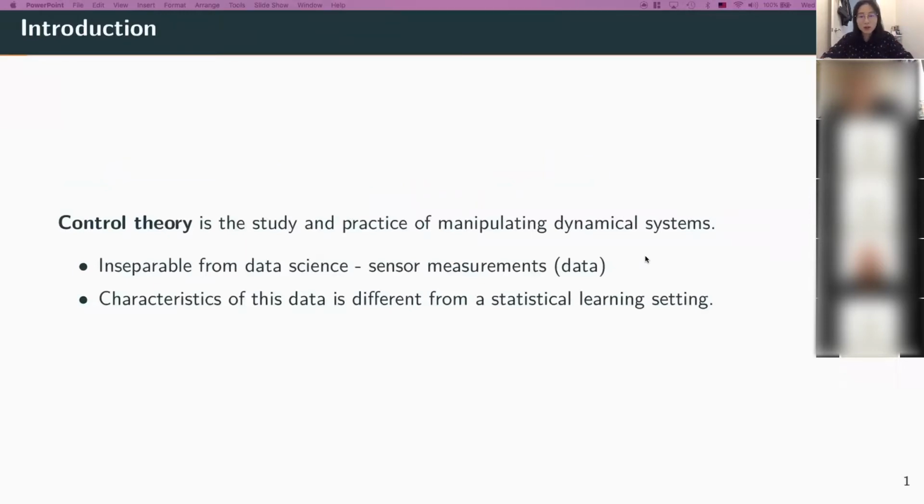Right, so what is control theory and why are we doing this in the machine learning reading group? Well, control theory is the study and practice of manipulating dynamical systems. And it's inseparable from data science because the sensor measurements we get from those dynamical systems are essentially just data. But the characteristics of this data are going to be different from a statistical learning setting. Although in today's talk, we'll focus more on some of the classical material in control theory and not so much about how to integrate your favorite machine learning model with a dynamical system. All right, so first, let's look at some examples of how controls are used.